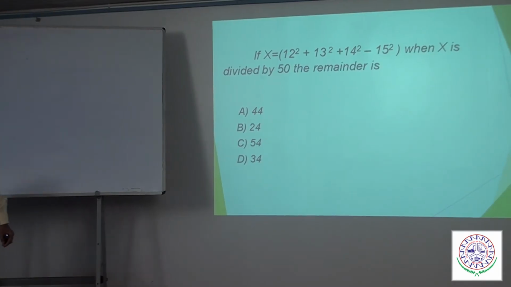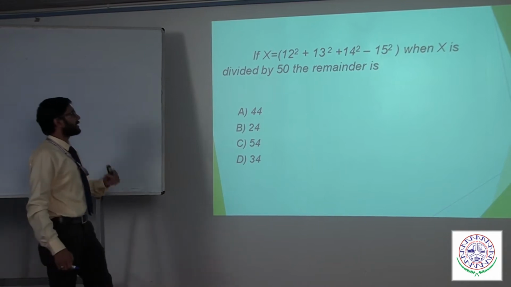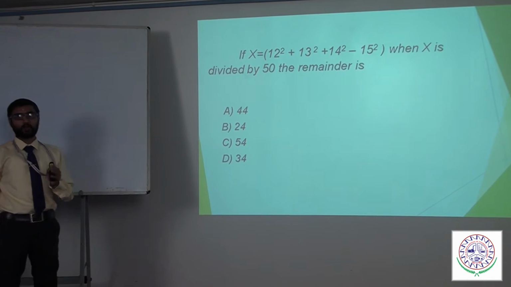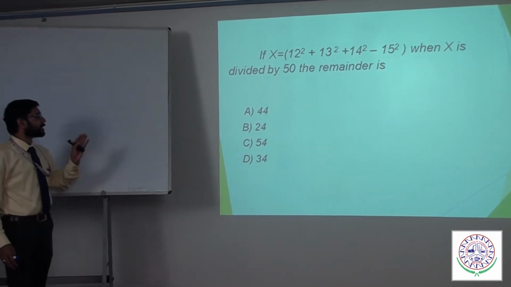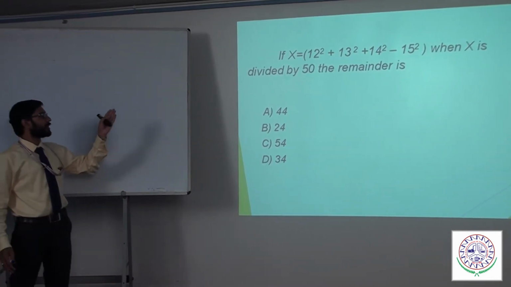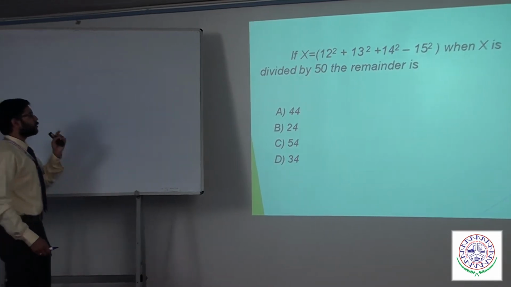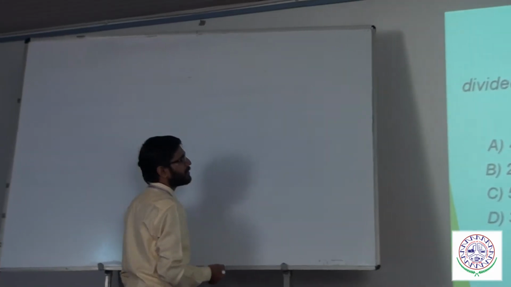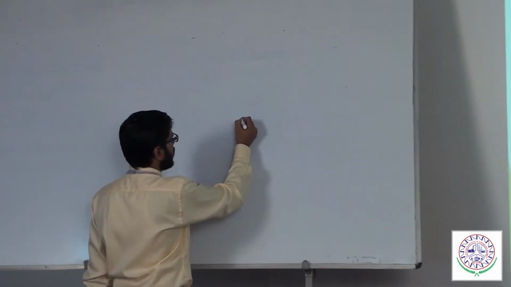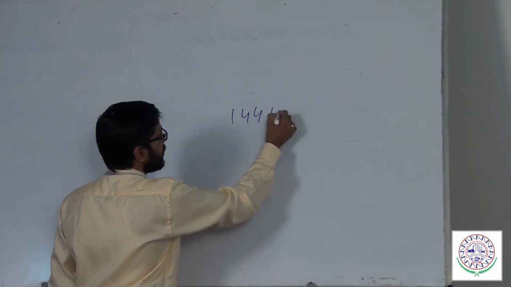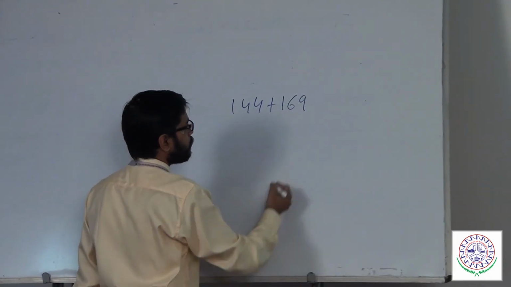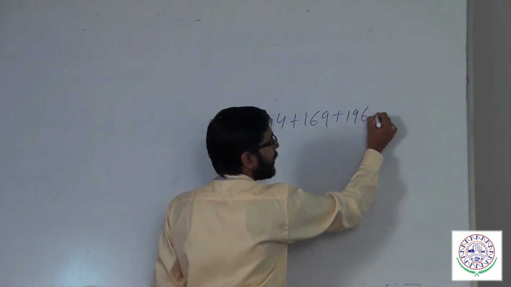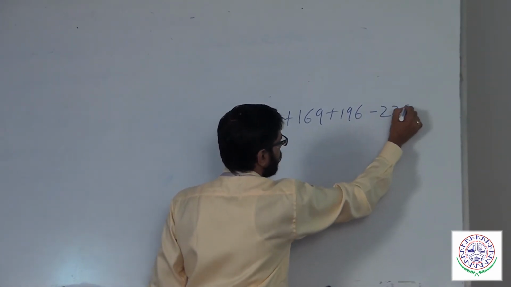The first question is: if x is equal to 12 square plus 13 square plus 14 square minus 15 square, when x is divided by 50, what is the remainder? They are asking to calculate the remainder when you divide x by 50. If I take this directly, 12 square is 144, plus 13 square is 169, plus 14 square is 196, minus 15 square is 225.